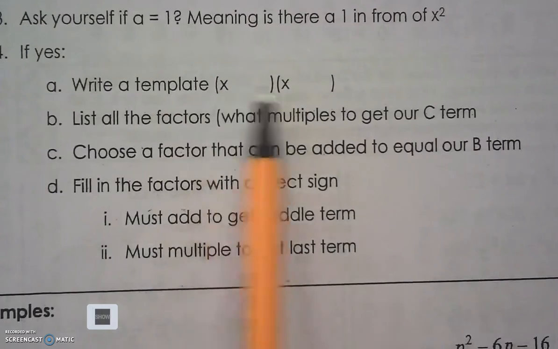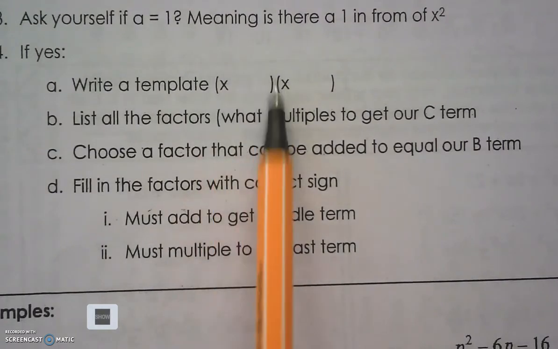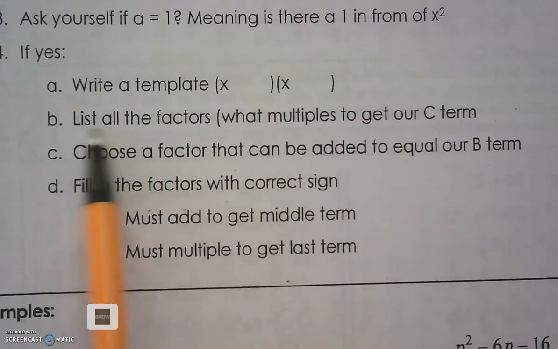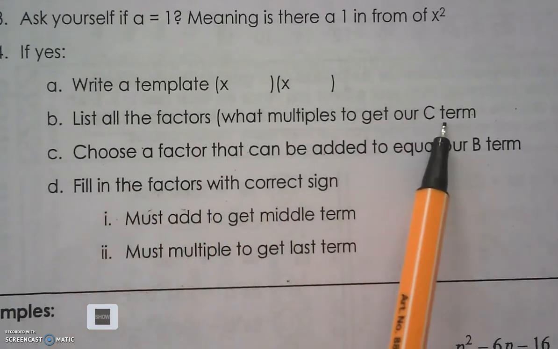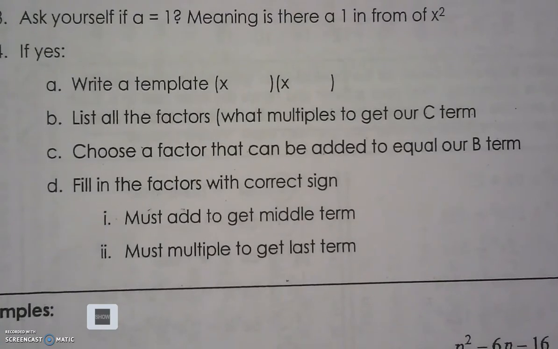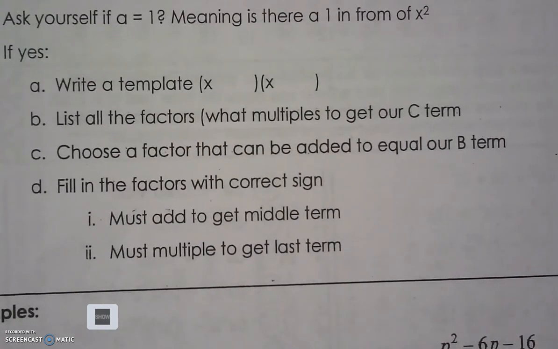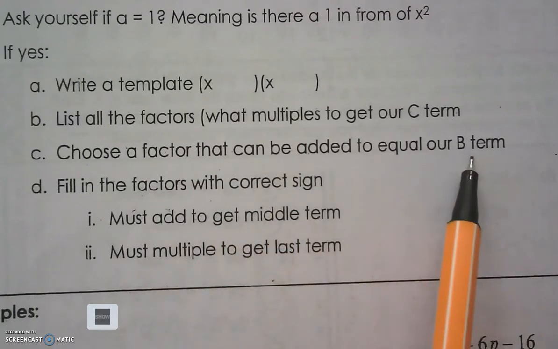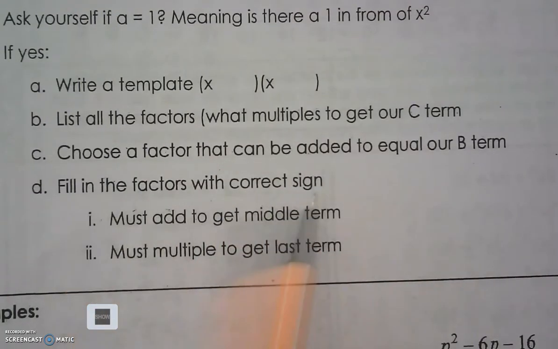Our factors will always be in this template, x times something x. List all the factors that multiply to get our c term. So we have to be very quick with our multiplication facts. Choose one of those factors of c that can be added to equal b. Once we have our factors, we'll fill in the correct sign. So again, what we choose must add to be the middle and multiply to be the last.